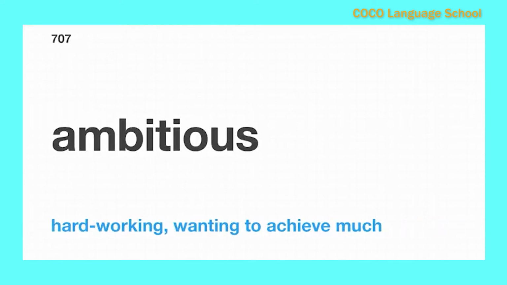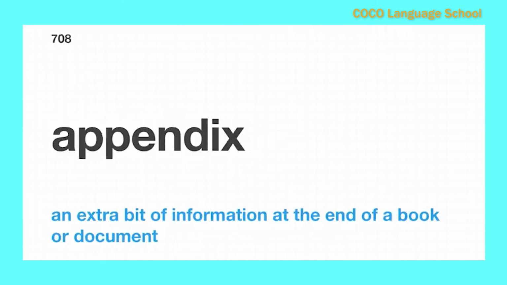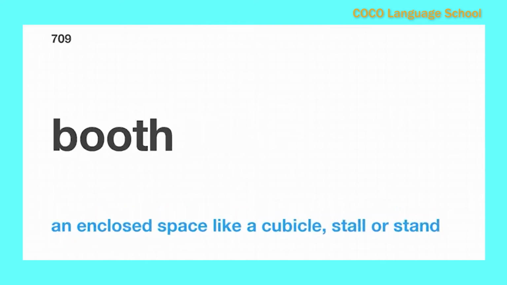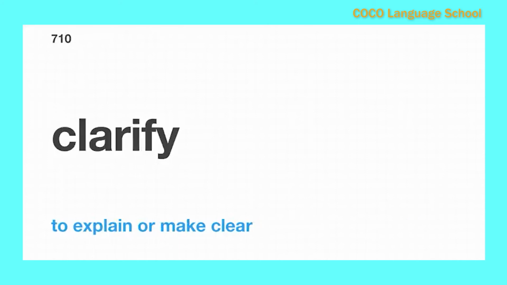Hardworking, wanting to achieve much. Ambitious. An extra bit of information at the end of a book or document. Appendix. An enclosed space like a cubicle, stall or stand. Booth. To explain or make clear. Clarify.